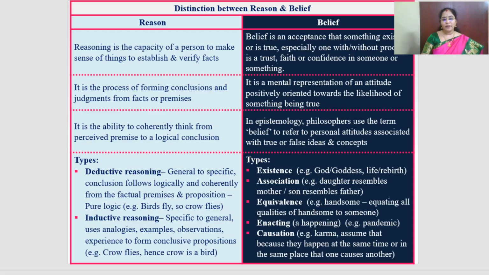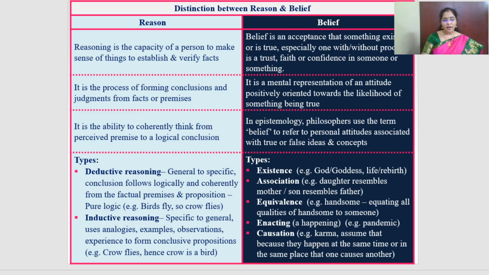Let's now learn the difference between reason and belief. We have already learned what reasoning is in my previous video lecture. This is just a recap. Reasoning is the capacity of a person to make sense of things and establish and verify the facts, and it is a process of forming conclusions or judgments. It is an ability to think logically to come to a conclusion. There are two major types of reasoning: deductive reasoning and inductive reasoning.